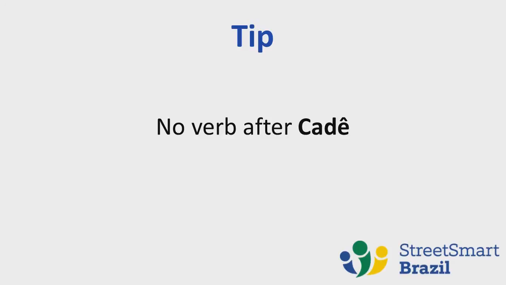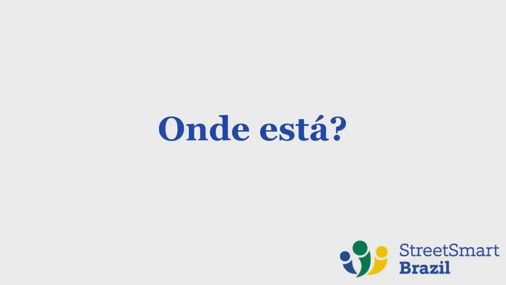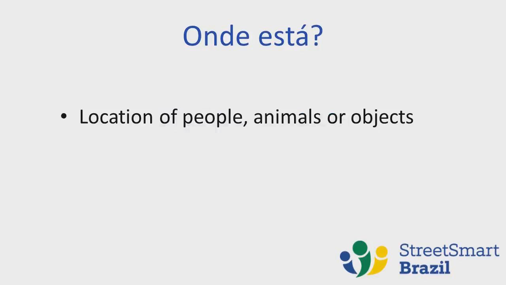When you use onde, you need to conjugate the verb in the singular or plural according to the object of the sentence. But with cadê, there is no mystery. It does not take a verb. And you've probably already seen this on Facebook or on text messages. This is how we abbreviate cadê, because that's how the letters K and D sound in Portuguese. Cadê?